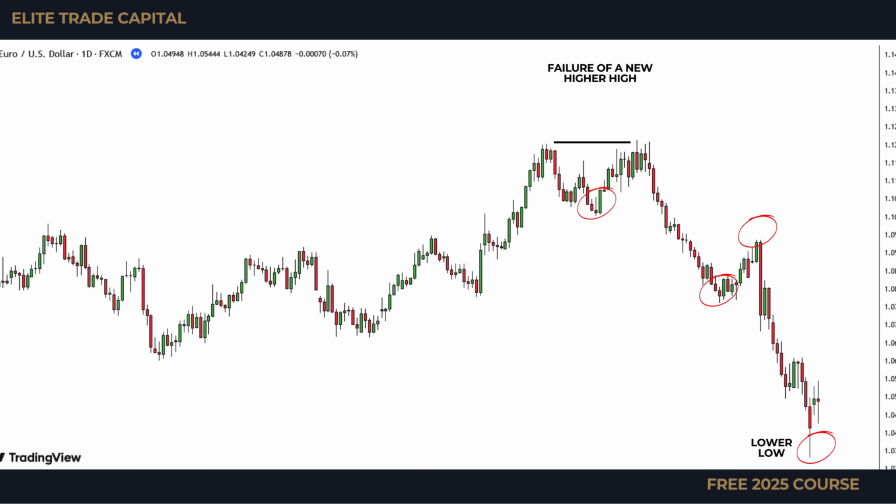This happens when a bullish trend starts to lose volume or if the high becomes lower. It could be a signal that the trend is losing strength.